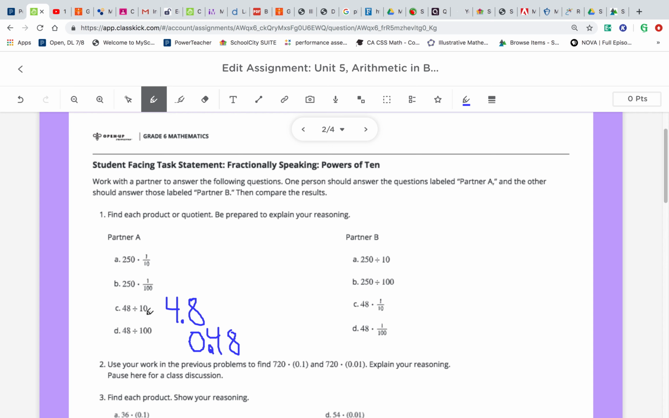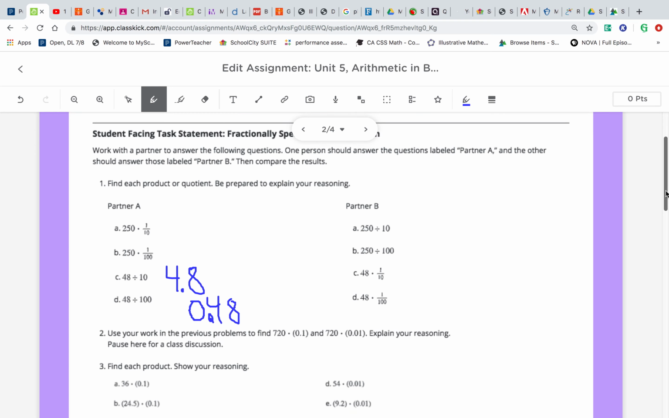So whenever you have a power of 10, if you're dividing, you're going to move the decimal point to the left as many places as there are zeros. 2 zeros means 2 spots. 1 zero means 1 spot. If you think about it in terms of multiplication, multiplying by 1/10, well, that means you're dividing by 10. So you're going to move it to the left 1 spot. Okay? So that's something to be aware of.